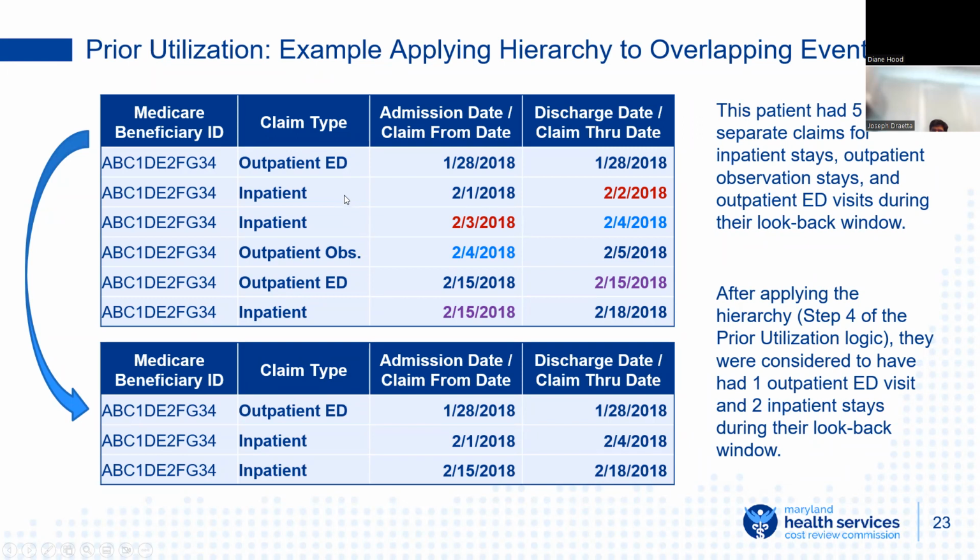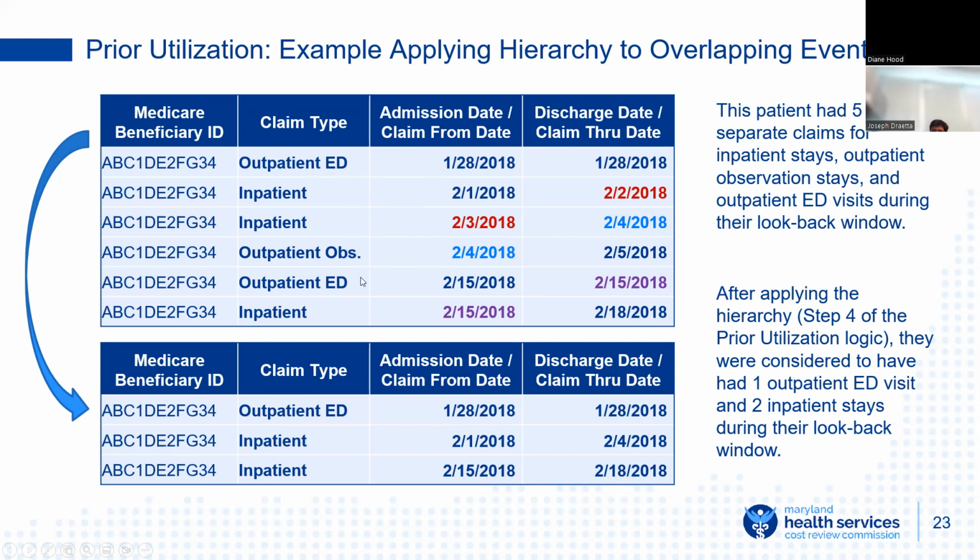So this poor patient had 2 outpatient ED visits during their look back period, 3 inpatient stays, and a claim for an outpatient observation stay. After applying that hierarchy, though, dealing with the overlaps of these medical encounters, we end up with 1 outpatient ED visit and 2 inpatient stays with which to compare against the criteria or the threshold specified by the individual.